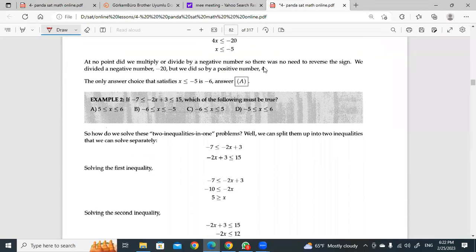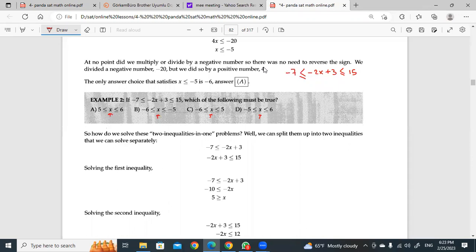Another one. Here, this is maybe the first time some of you see a problem like this. I have negative 2x plus 3 in the middle. It's less than or equal to 15, and it's greater than or equal to 17. And he's asking which of the following must be true. But notice that here the x is positive, here the x is positive, and here the x is positive. But here in the problem, it's negative. This is negative 7.